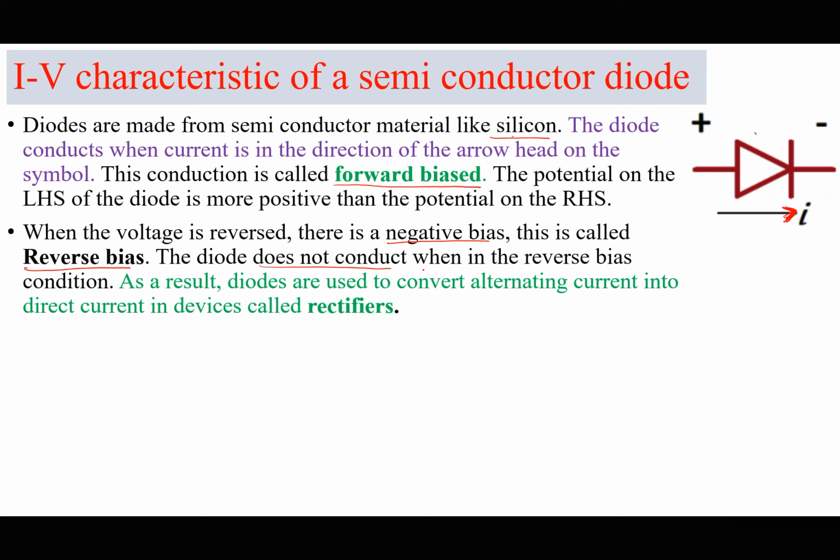As a result, diodes are used to convert alternating current into direct current in a device called a rectifier. We shall see rectification in a unit called alternating current, where we shall use diodes to convert alternating current to direct current. Because diodes allow only current flowing in one direction, we can convert current which flows in opposite directions to only flow in one direction. That is what we call rectification.